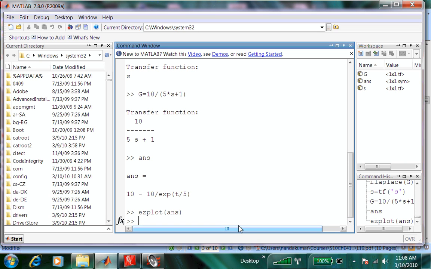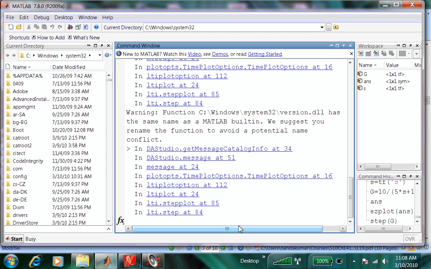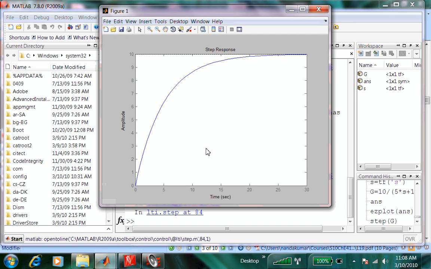But you've already set... Pardon me? You've already set G. That's why I redefined it. I redefined G as 10 divided by 5s plus 1. So you can just say step G. The nice thing is step automatically plots only from 0 to the output. So you see that it goes from 0 to 10 in terms of deviation variable. As we expected, the outlet temperature should go up by 10 degrees, and that is what is happening.